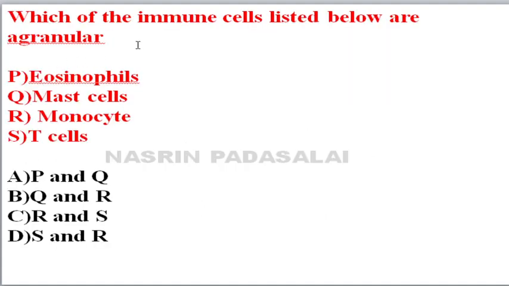Which of the immune cells listed below are agranular? So you should differentiate. Leukocytes are classified into two types. One is granular, whose cytoplasm consists of granules, and another one is agranular.